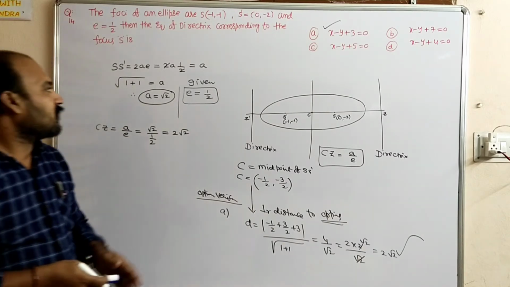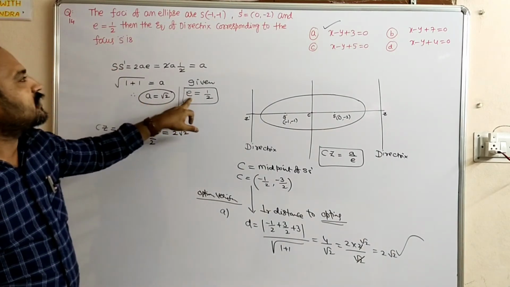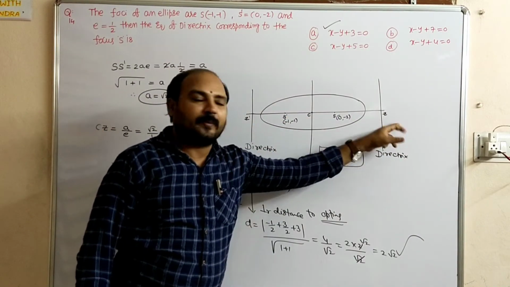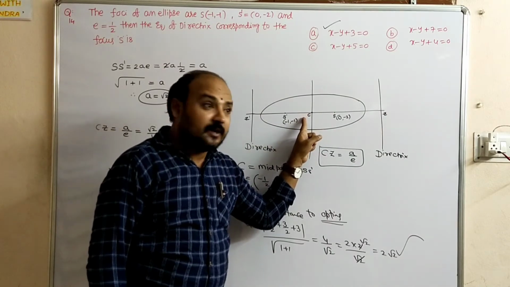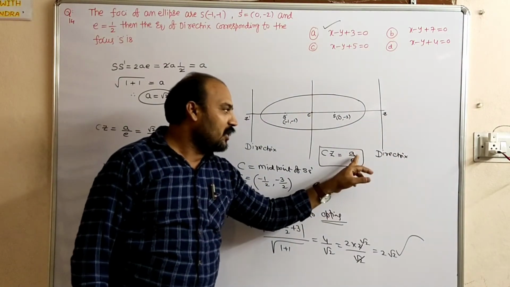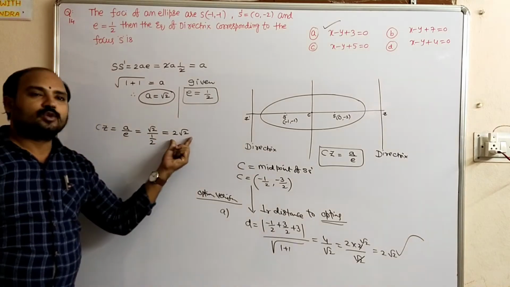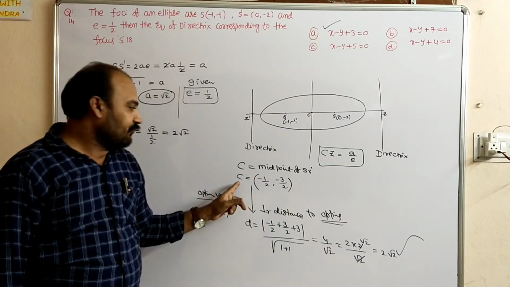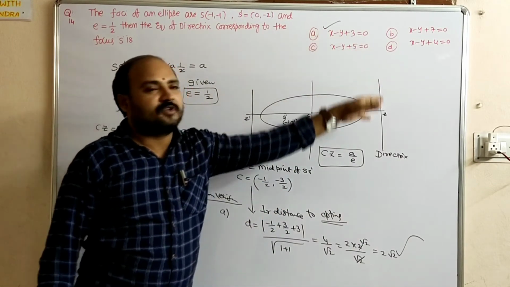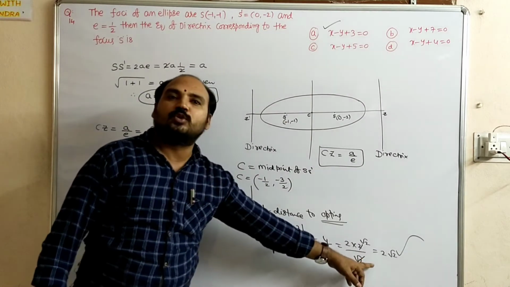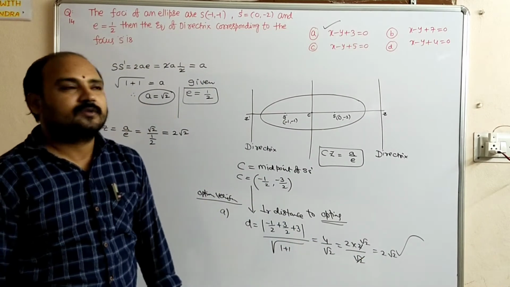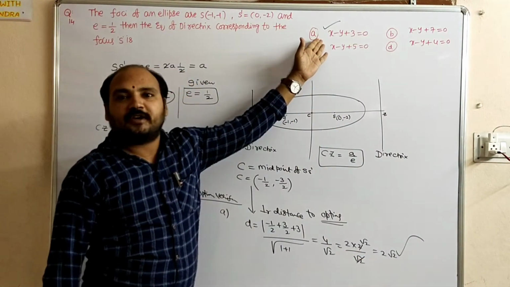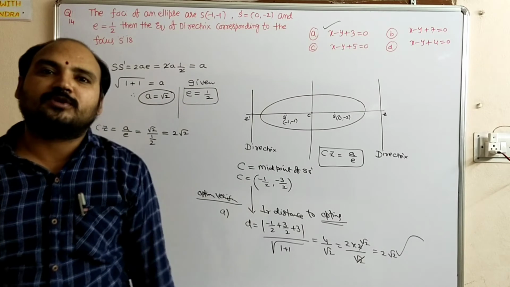First what you have to do? Find the A value, and the eccentricity is already given. Find the perpendicular distance from the center of this ellipse to the directrix. That value we know is A by E. Calculate A by E, 2 root 2. So the center will come at the midpoint of S and S dash. So from the center, among the 4 options, which option gives 2 root 2? That is the right option. So the first option is satisfied with the 2 root 2 answer. So this is the directrix equation. We will move to the next question.